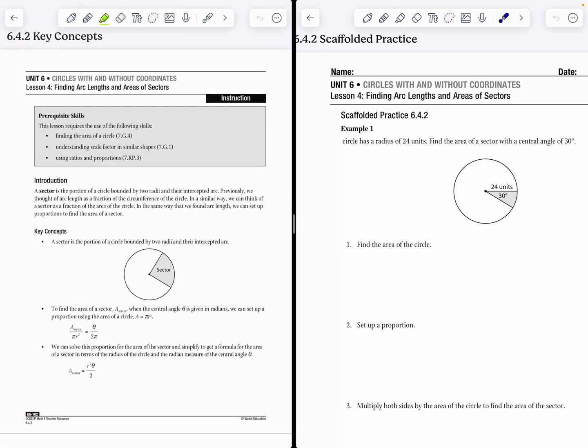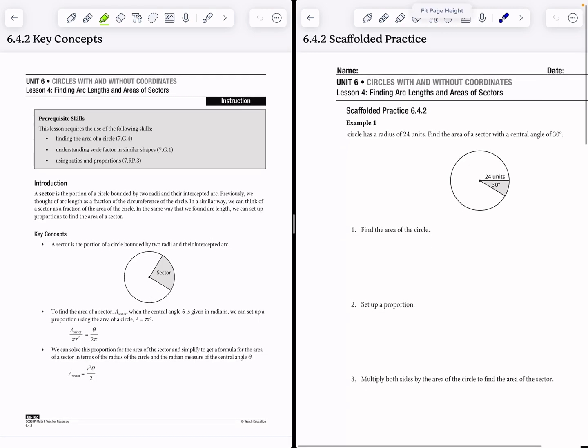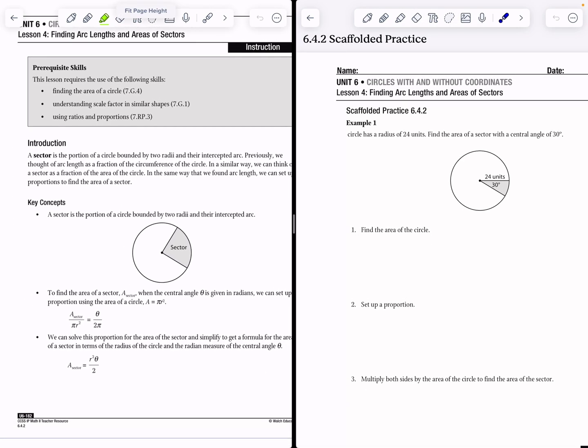All right, so I've got the key concepts and the notes open. Just like yesterday, we talked about arc length, and that was the length of the arc of the circle. Today we're going to talk about sector area. It's the exact same thing, except arc length is circumference and sector area is the area of the circle, but it's part of the area.